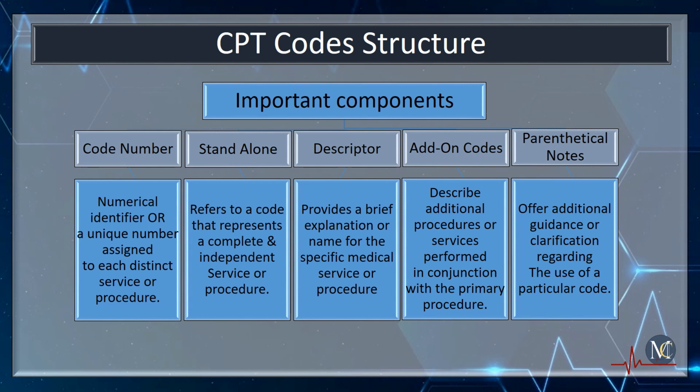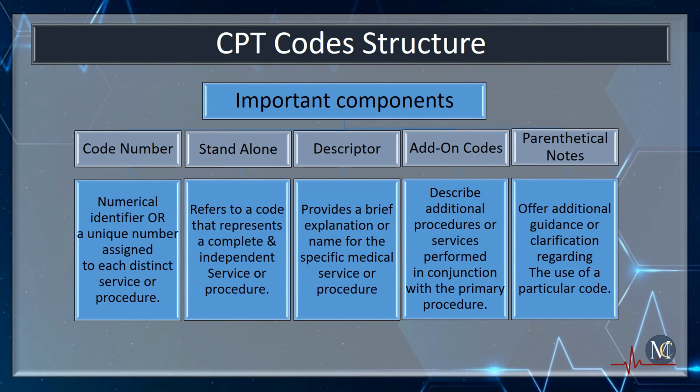Next component of a CPT code is an add-on code. These codes are supplementary codes and they are used to report additional procedures or services performed in conjunction during the same session as the primary procedure. These codes are dependent on the primary procedure and not intended to stand alone.